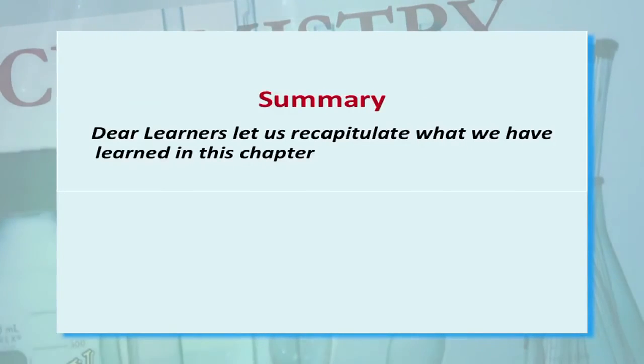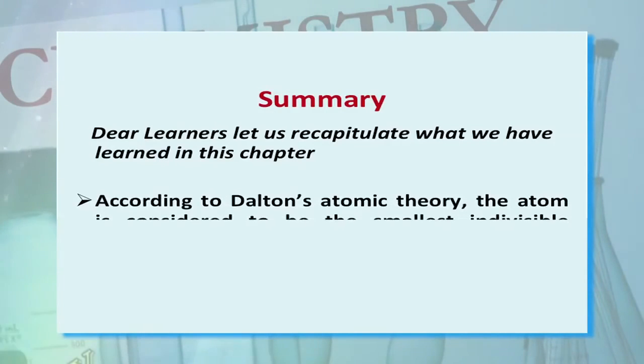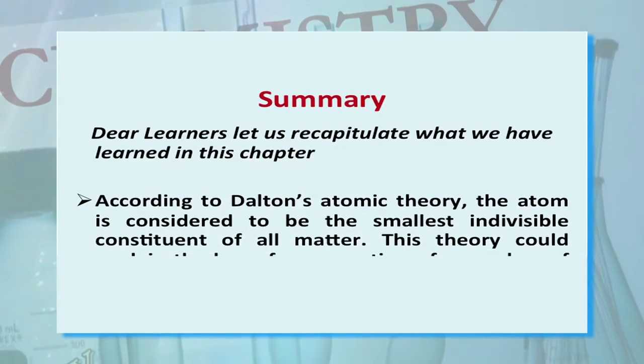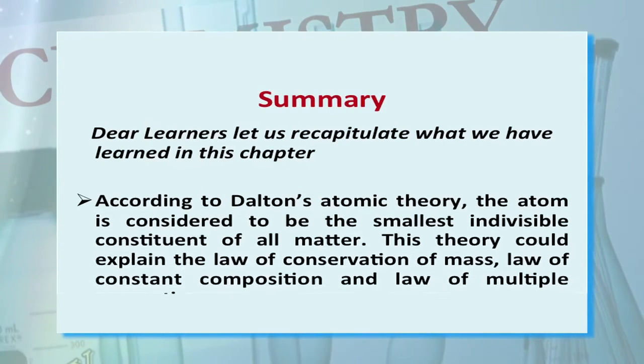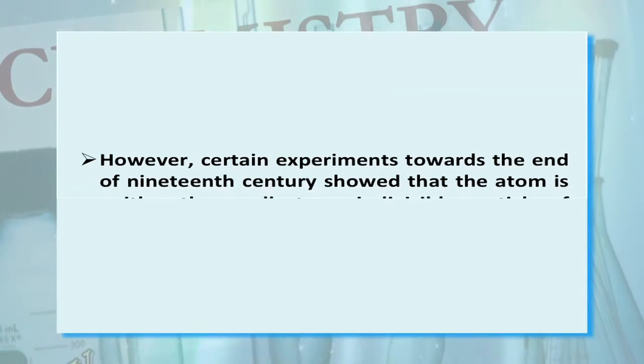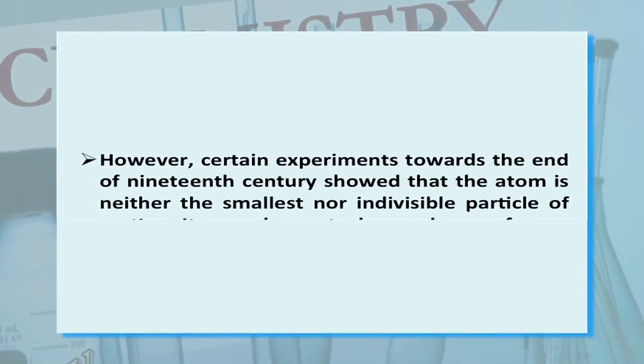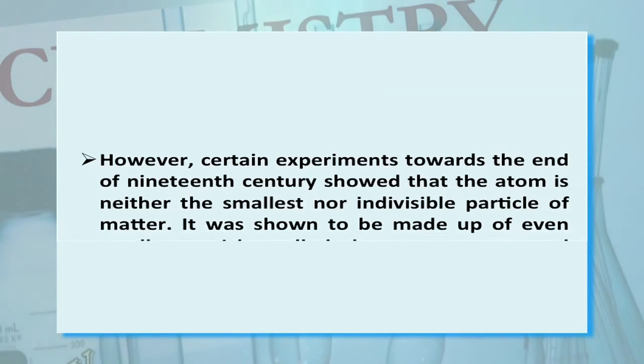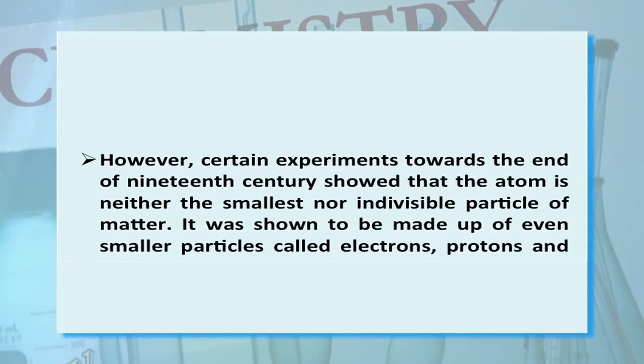According to Dalton's atomic theory, the atom is considered to be the smallest indivisible constituent of all matter. This theory could explain the law of conservation of mass, law of constant proportion and the law of multiple proportion. However, certain experiments towards the end of the 19th century showed that the atom is neither the smallest nor an indivisible particle of matter. It was shown to be made up of even smaller particles called electrons, protons and neutrons.